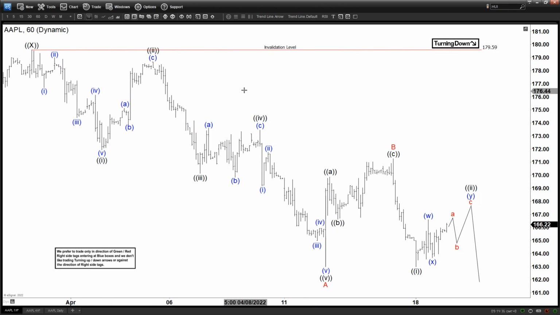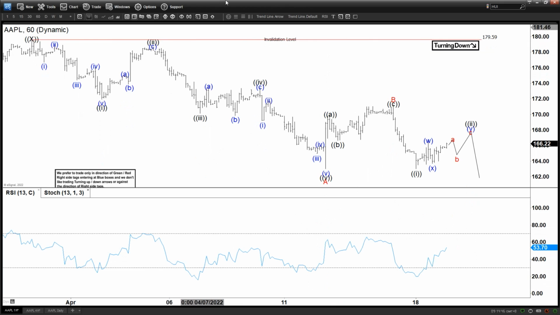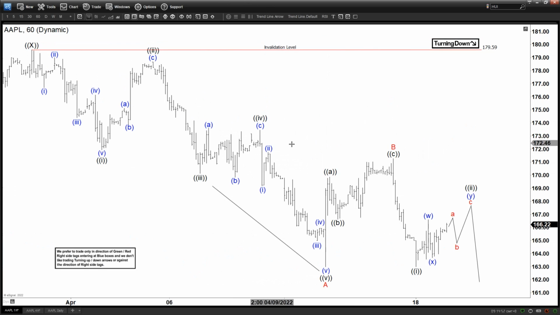Okay, ABC. You can see this A here is in the form of 5 waves: 1, 2, 3, 4, 5. You can see there is a divergence on the wave 5, which is typical for wave 5, losing momentum here. Now 4 overlaps with wave 1, but that doesn't really matter because it is within wave A, so it could be a diagonal, right?